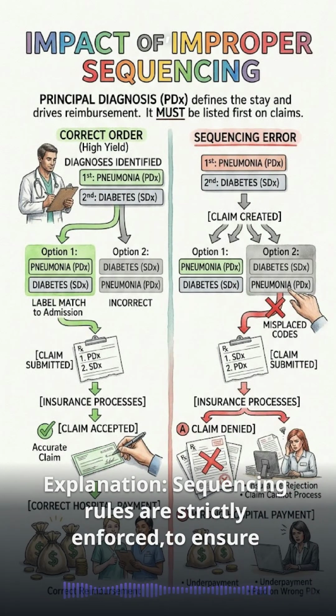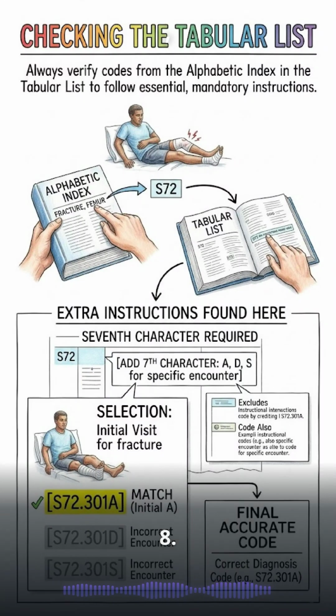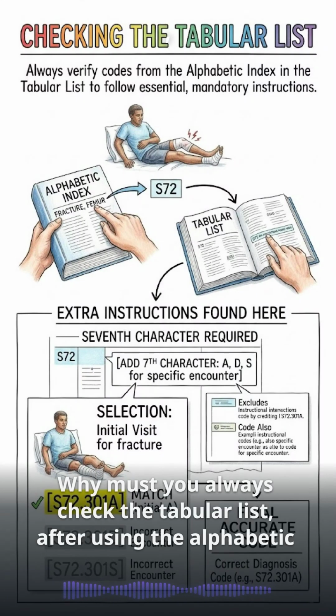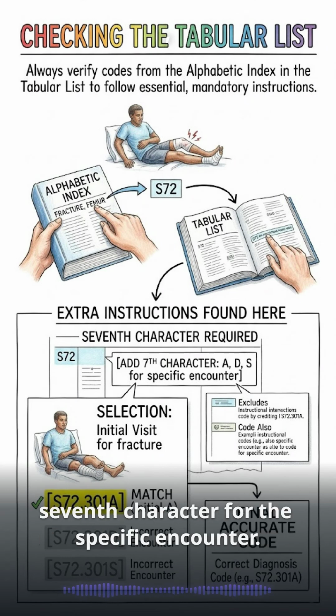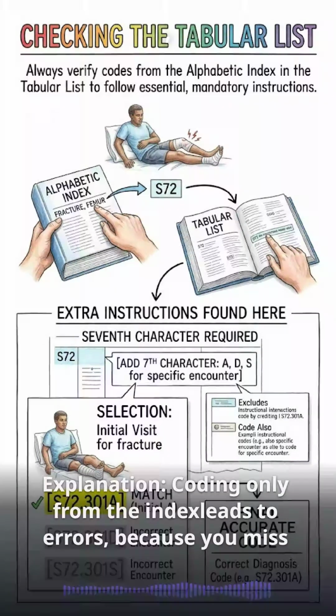Sequencing rules are strictly enforced to ensure accurate reporting of the primary hospital patient care. 8. Why must you always check the tabular list after using the alphabetic index for diagnoses? The tabular list provides extra instructions, like adding a 7th character for the specific encounter. Coding only from the index leads to errors, because you miss the final instructional notes.